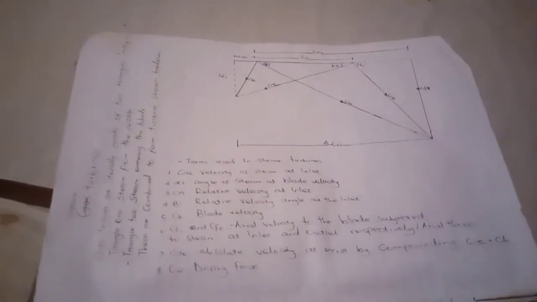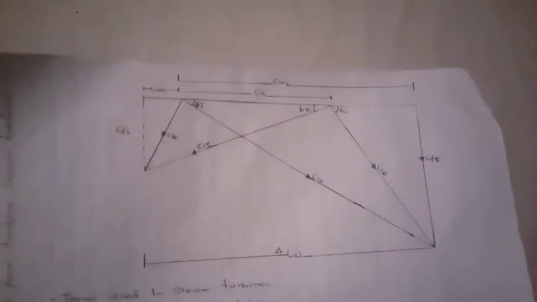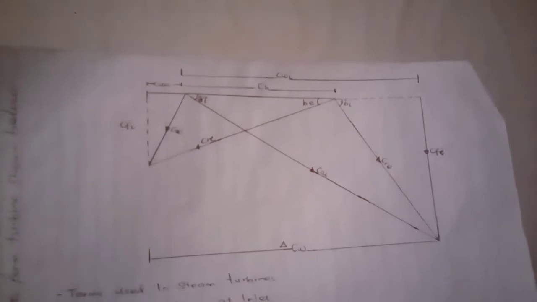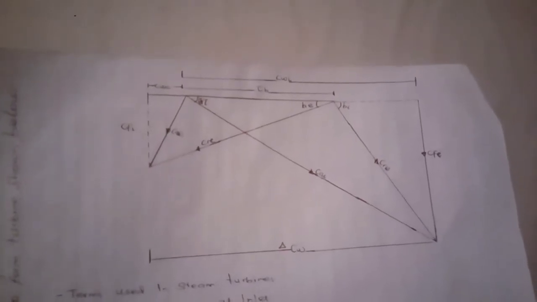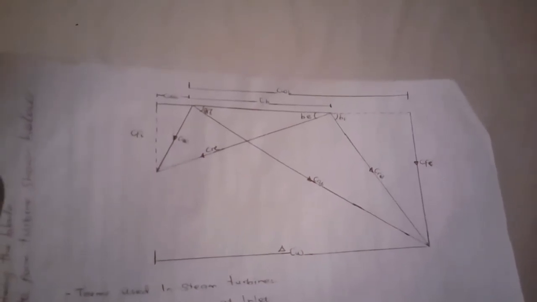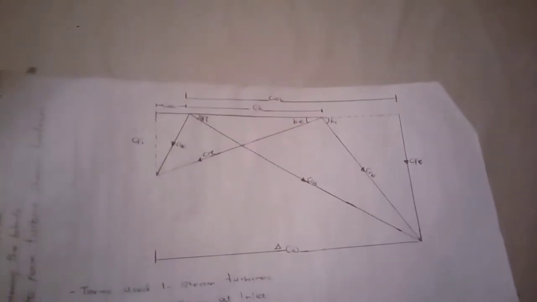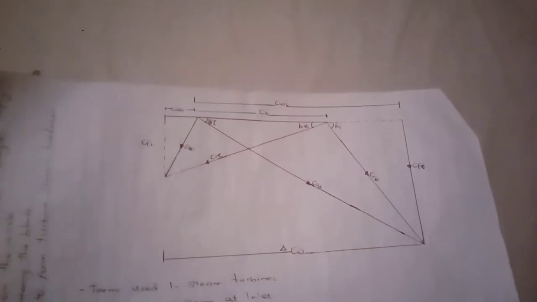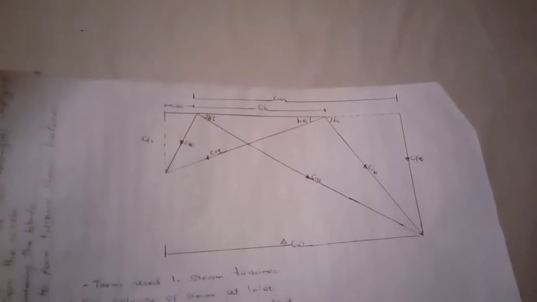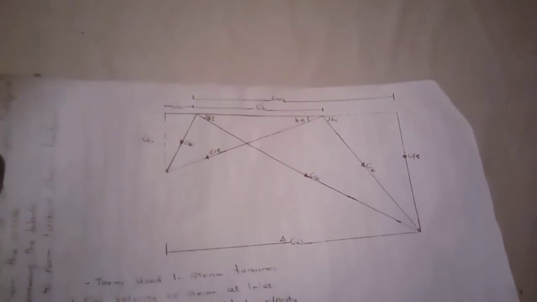CW is the driving force, and the rate of change of the driving force is called CW. I hope you will memorize this diagram before we move to the next topic, and you have to really memorize the terms used for you to be able to solve other questions involved in the steam turbine.